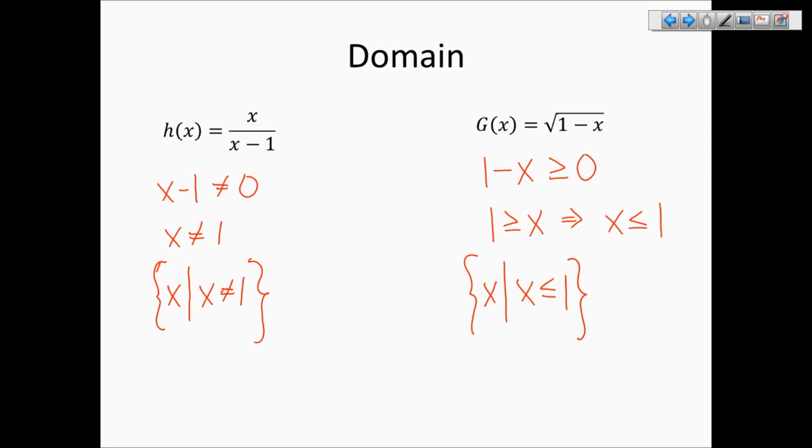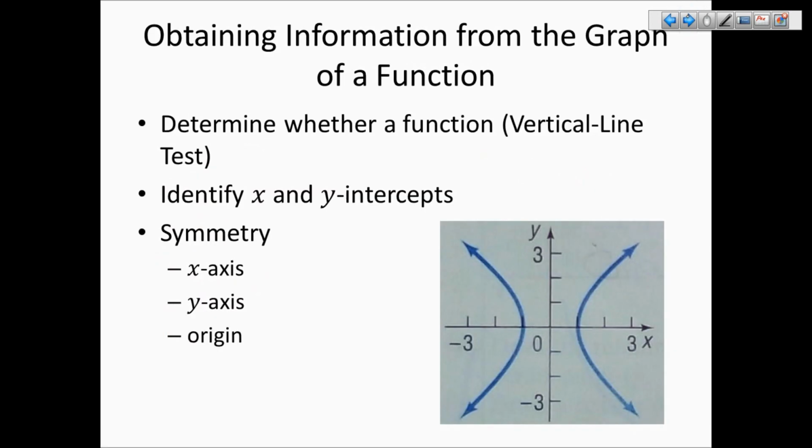So there we go. We've just talked about the domain for these two functions. Now, obtaining information from the graph of a function. The first thing we really want to be able to determine is, is it even a function? So we'll run the vertical line test. We also want to be able to talk about x and y intercepts. And we want to talk about symmetry. Symmetry over the x-axis, symmetry over the y-axis, and symmetry over the origin.